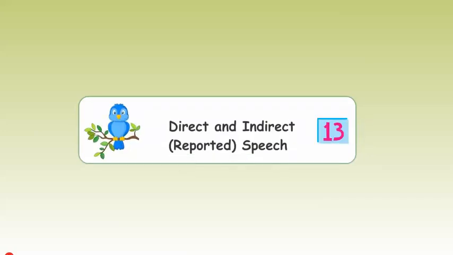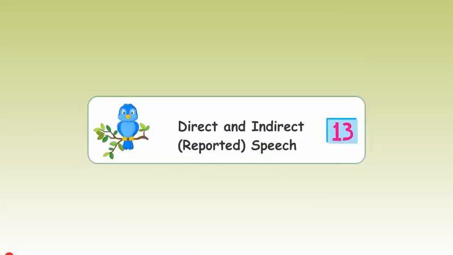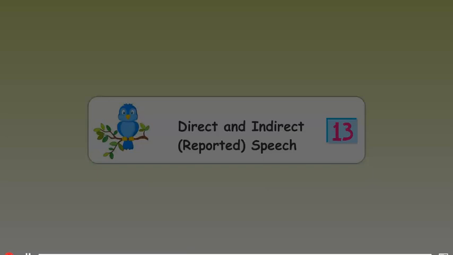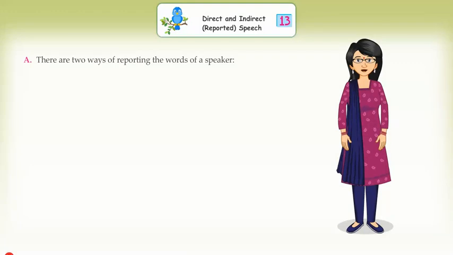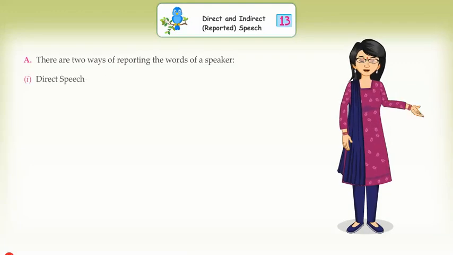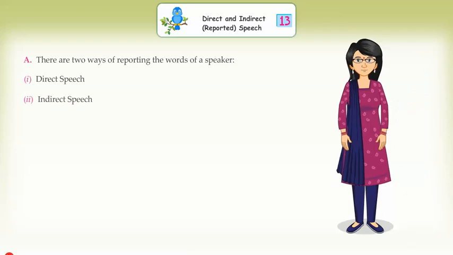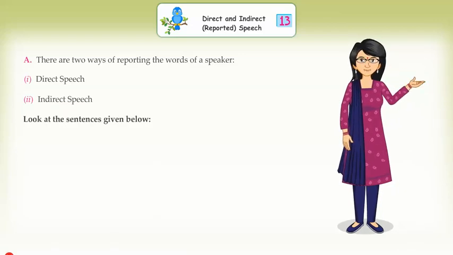Chapter 13. Direct and Indirect Reported Speech. A. There are two ways of reporting the words of a speaker: 1. Direct speech. 2. Indirect speech. Look at the sentences given below.